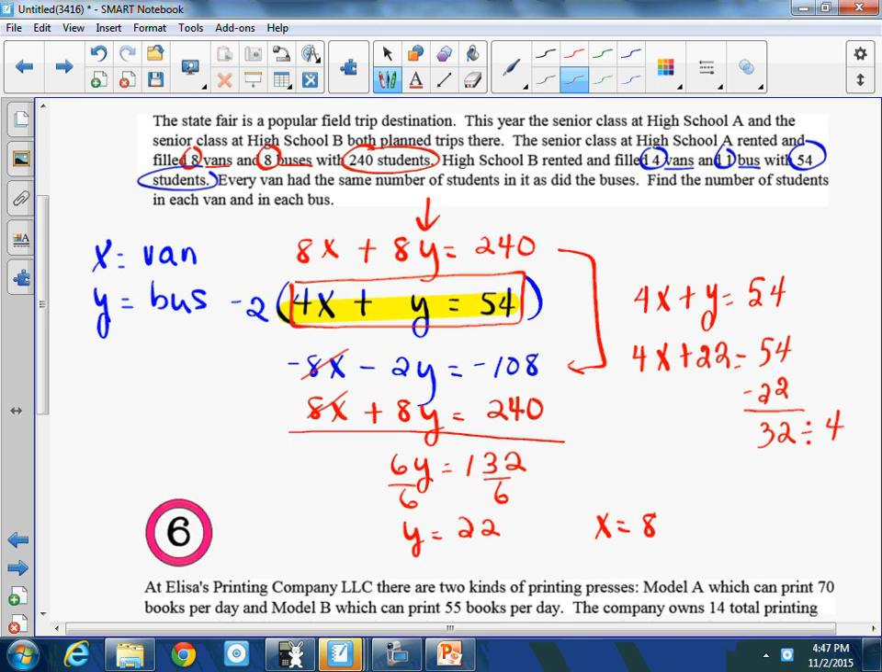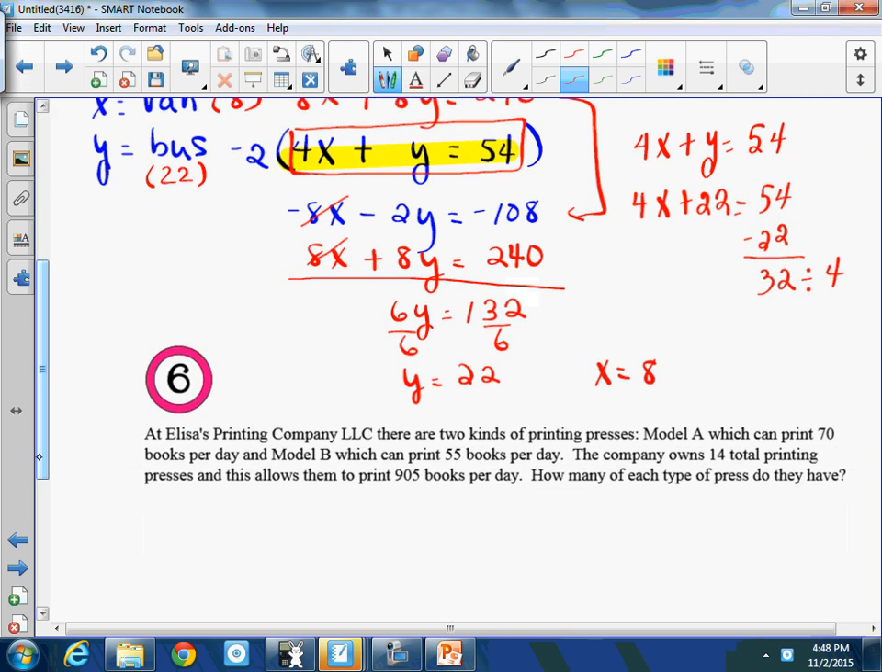Alright, so what does that mean? 8 vans and 22 buses are taken to drive these children to the fair, which was the answer. Alright, so now what you're going to do is number 6. Go ahead and do it by elimination.